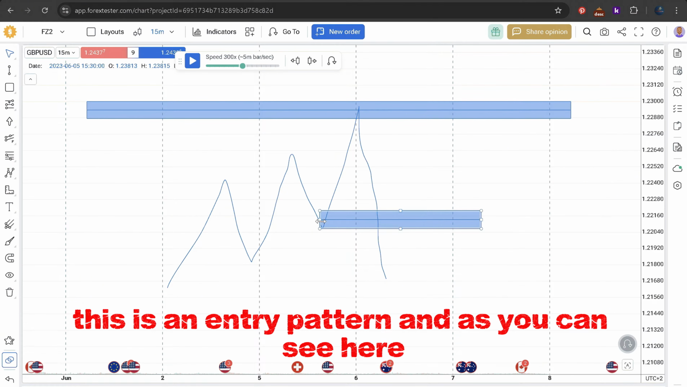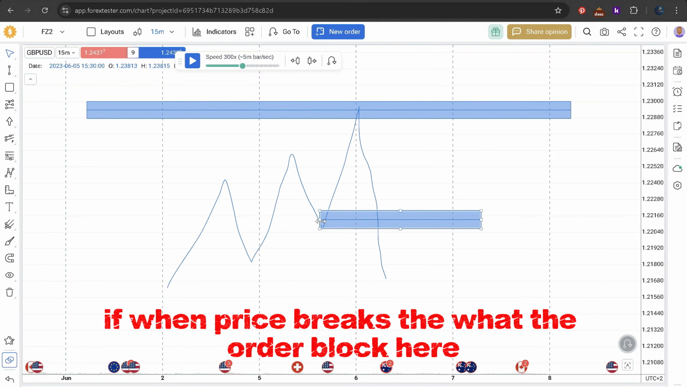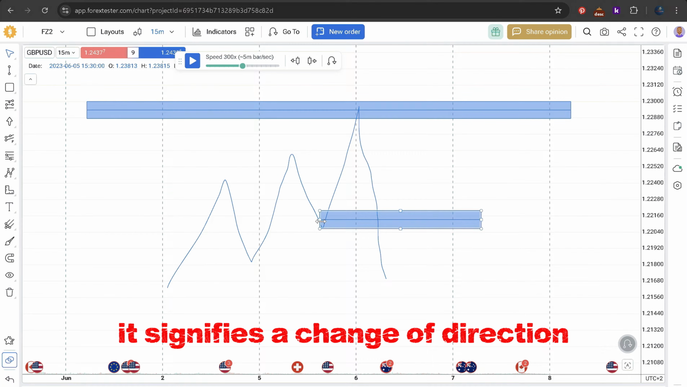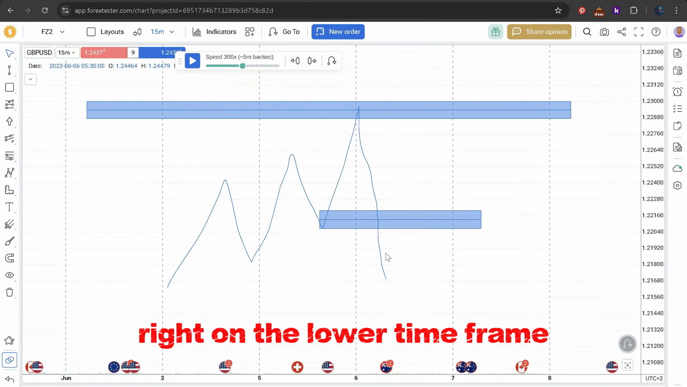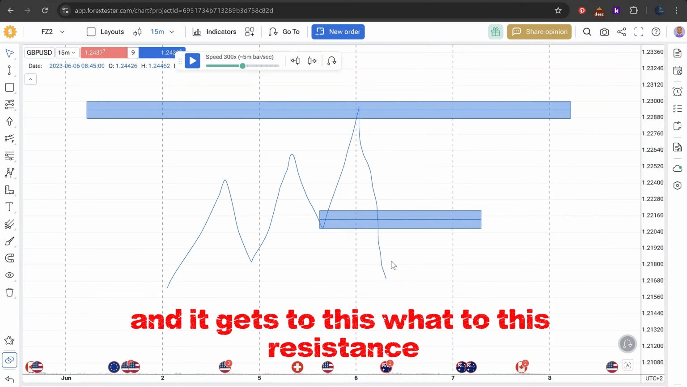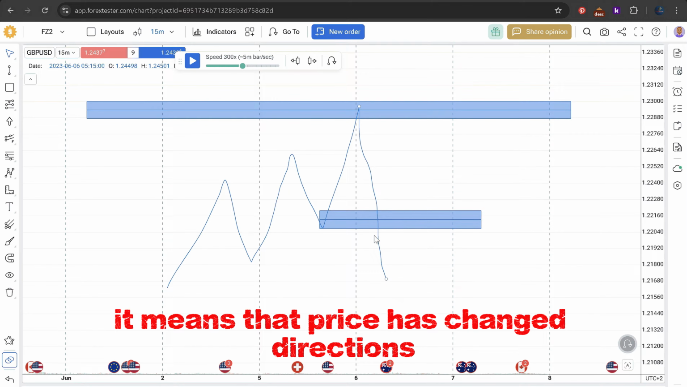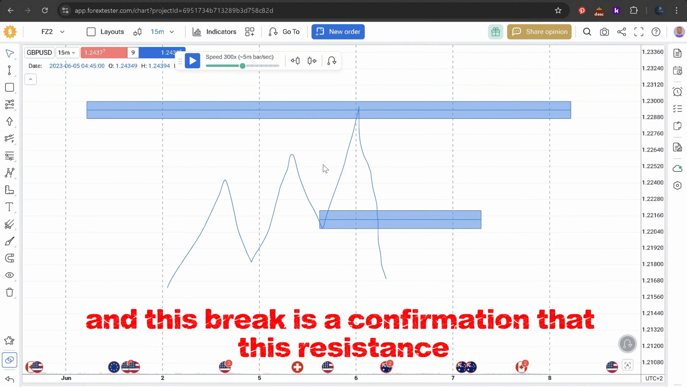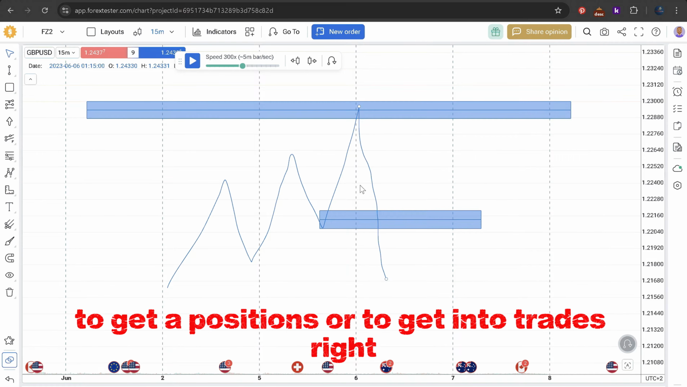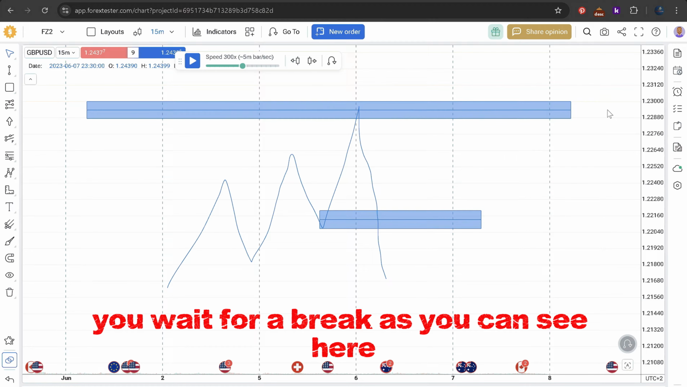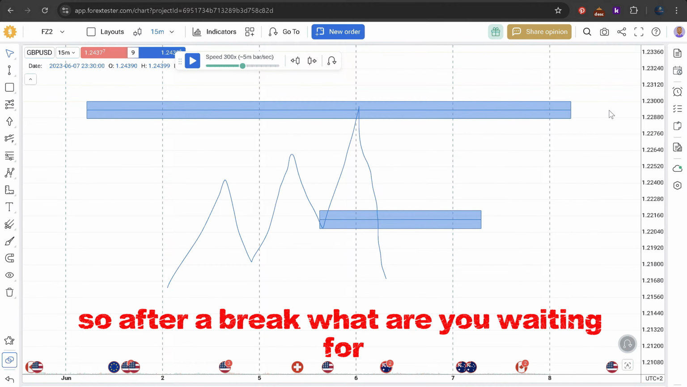This is an entry pattern, and as you can see here, when price breaks the order block here, it signifies a change of direction. Why is that important? It means that when price is going up on the lower time frame and it gets to this resistance, price has changed directions, and this break is a confirmation that this resistance is working, right? So how do you use that to get into trades? You wait for a break, as you can see here. So after a break, what are you waiting for?